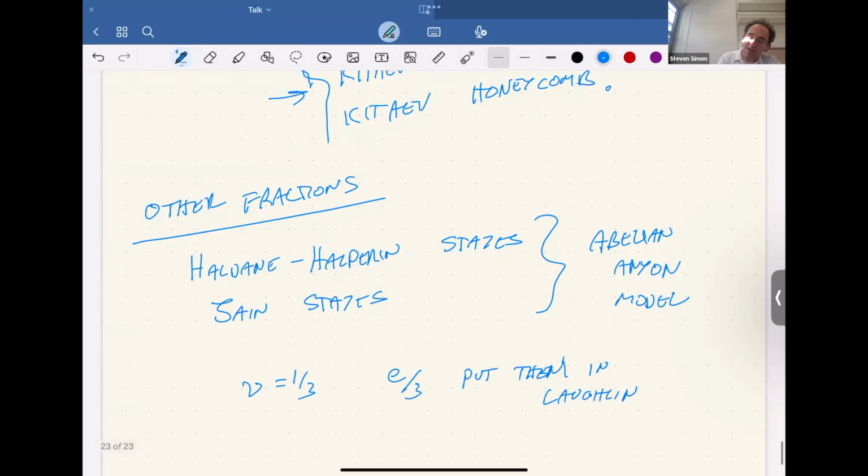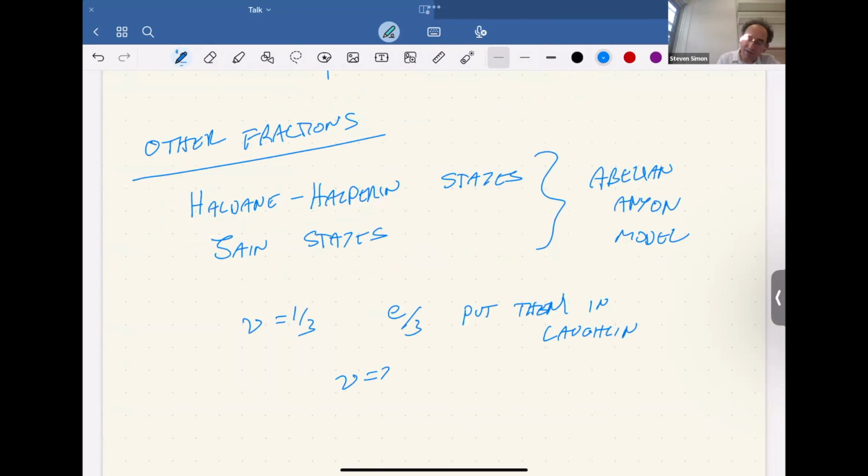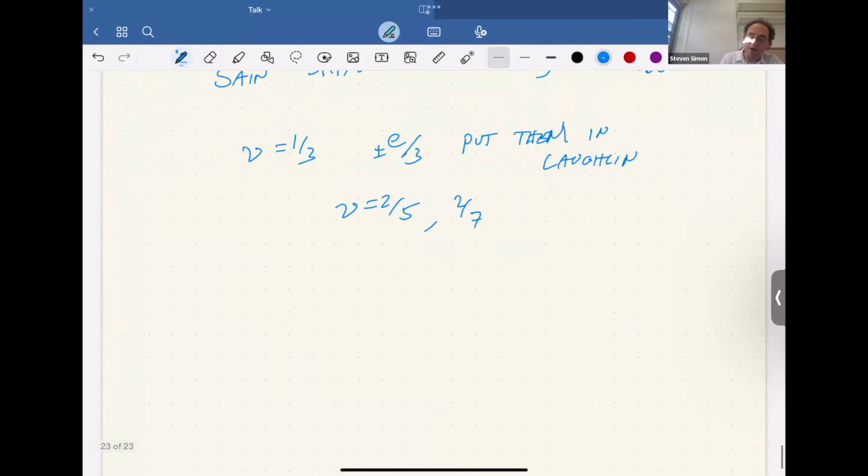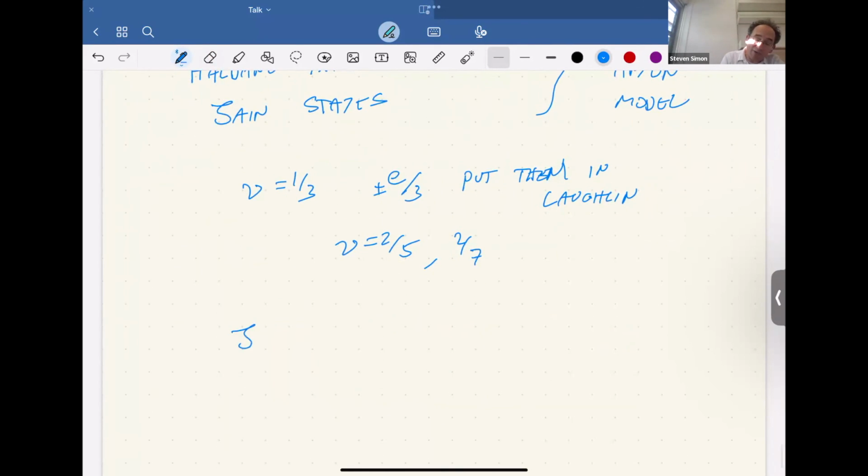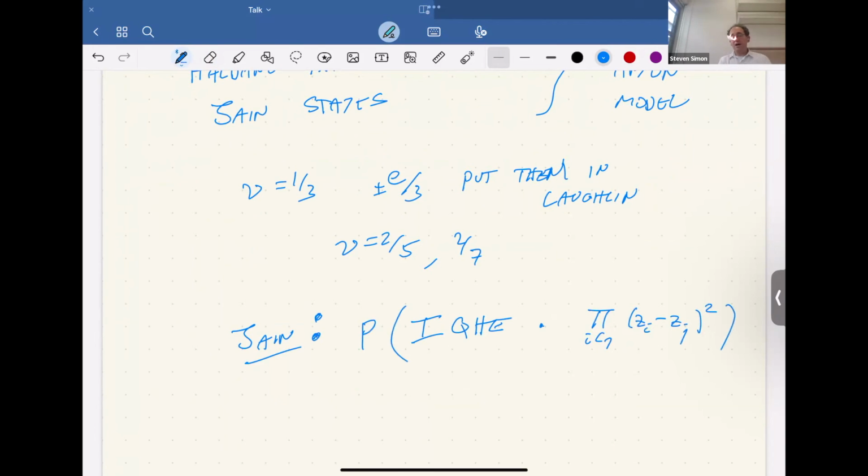You can get nu equals 2/5 or 2/7, depending on whether or not you're condensing plus or minus e/3 particles. But Jain has a different way of constructing the same thing, which looks perhaps a little bit more natural, which is to take any integer quantum Hall state and attach Jastrow factors to it, (Zi minus Zj) squared, and then project the whole thing to the lowest Landau level.